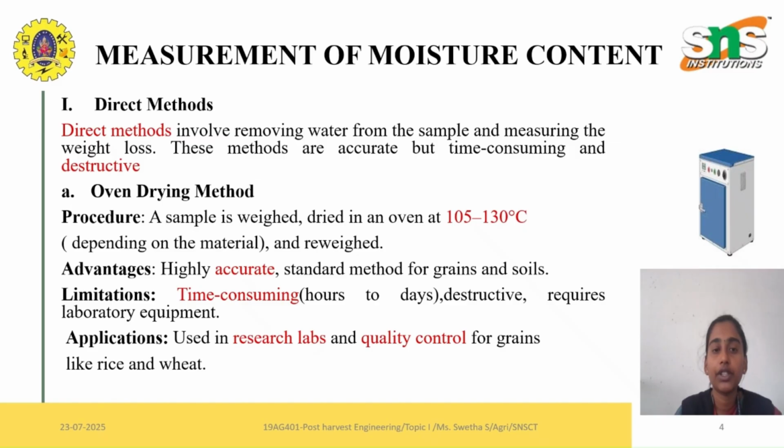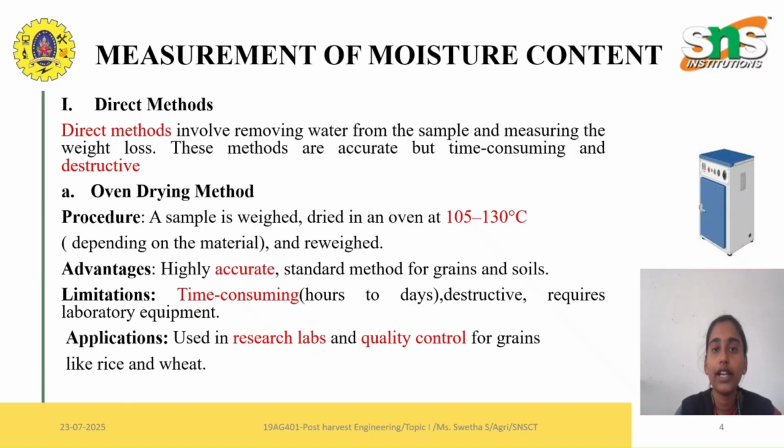First, the oven drying method. It is the standard procedure to find moisture content for all our lab activities and in research. A sample is weighed and dried in an oven at 105 to 130 degrees Celsius. It depends on the material, but the standard temperature is 105, and then it is re-weighed. For drying, we have to take the weight of the sample until it reaches constant weight. Only then can we say that the product has reached its dried state.